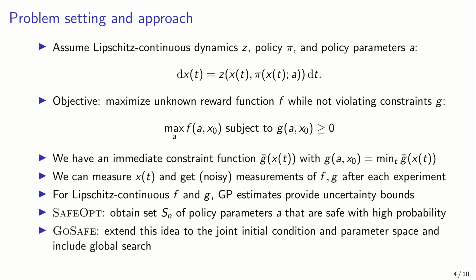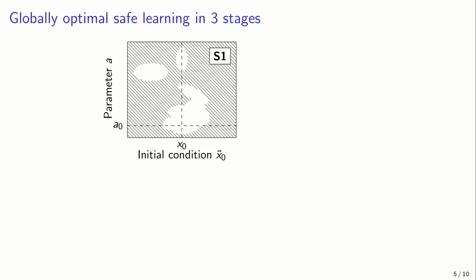GoSafe extends this idea from the pure parameter space to the joint initial condition and parameter space, and in addition also includes a strategy for a global search. And this I want to illustrate now in a graphical example. So let's assume that we want to optimize a single parameter for a system with a one-dimensional state. In this image, hatched areas are unsafe, while white areas are safe. A0, X0 marks the pair of initial condition and policy parameter that were given in the beginning and that we know is safe.